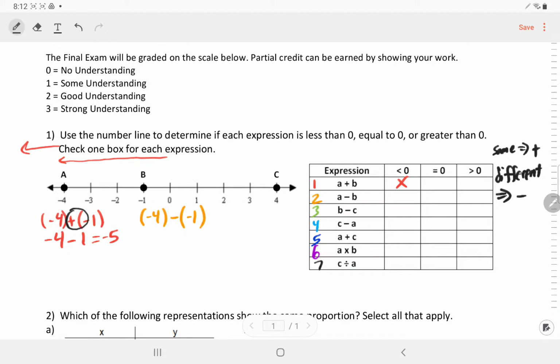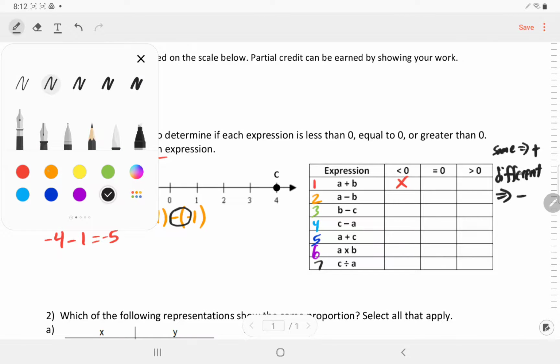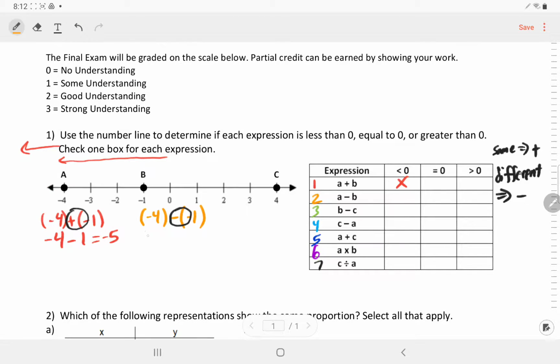Pay attention to the sign in the middle. We have a minus and a negative. Those two signs are the same. So if the signs are the same, we rewrite the problem as a plus. So negative 4 plus 1. Negative 4 plus 1 is going to equal negative 3. If we start at 0 and we move 4 backwards, and then we add 1 more, so we're going to the right, we get negative 3. And negative 3 is also less than 0.